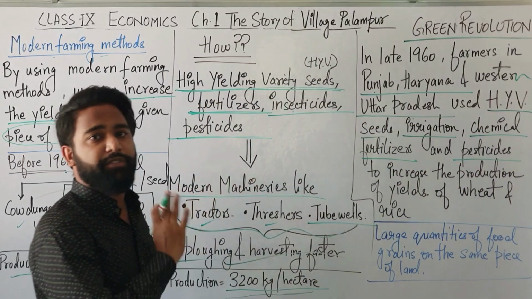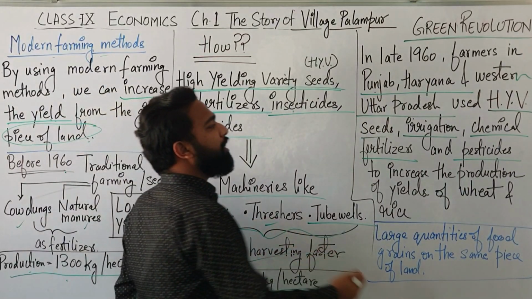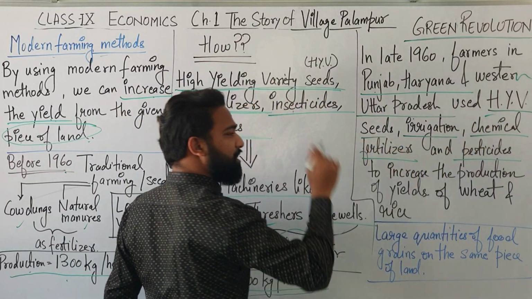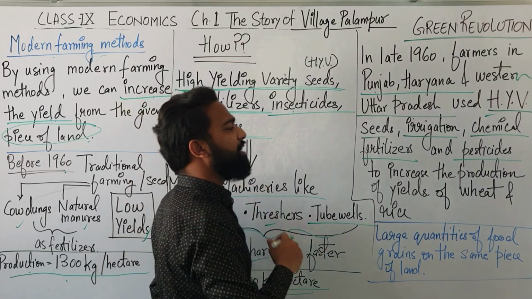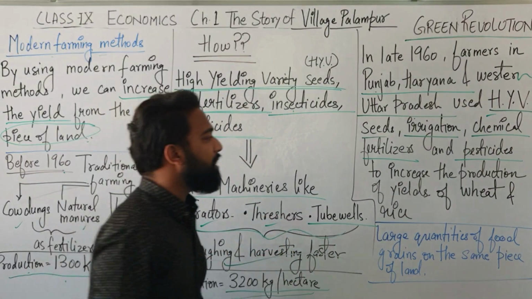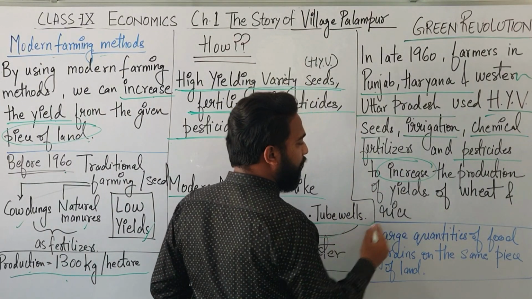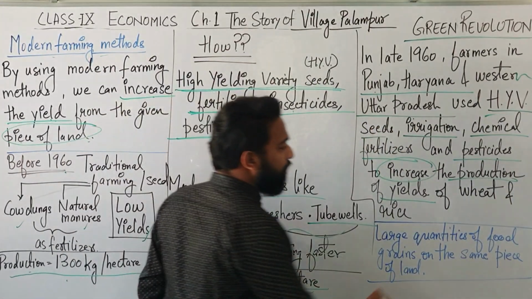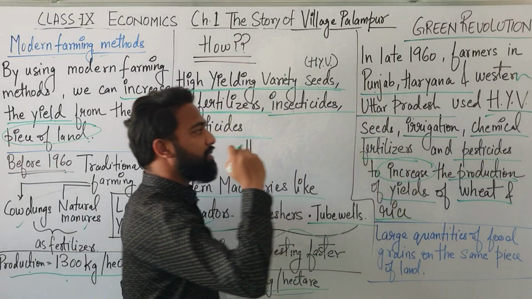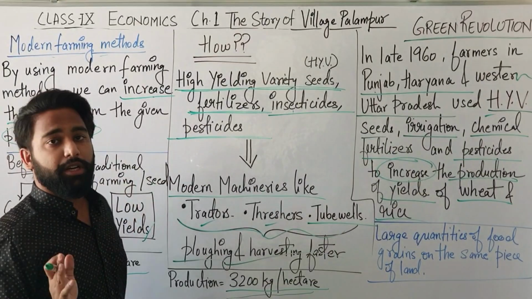They were the first of the states of India who used the HYV seeds, irrigation facilities provided by the government under the Green Revolution, chemical fertilizers and pesticides, so that they could increase the production of yields. Of what crop? Of wheat and rice. There are so many things to learn.